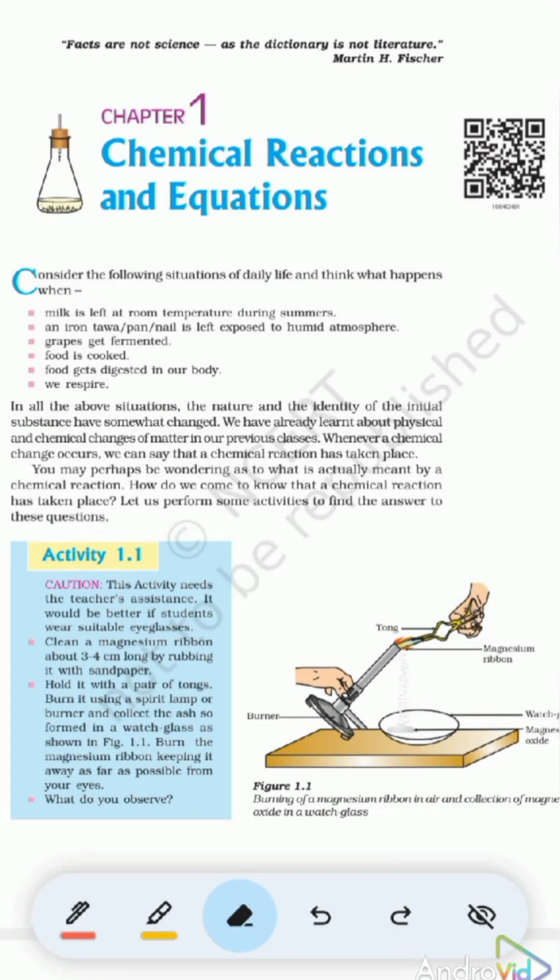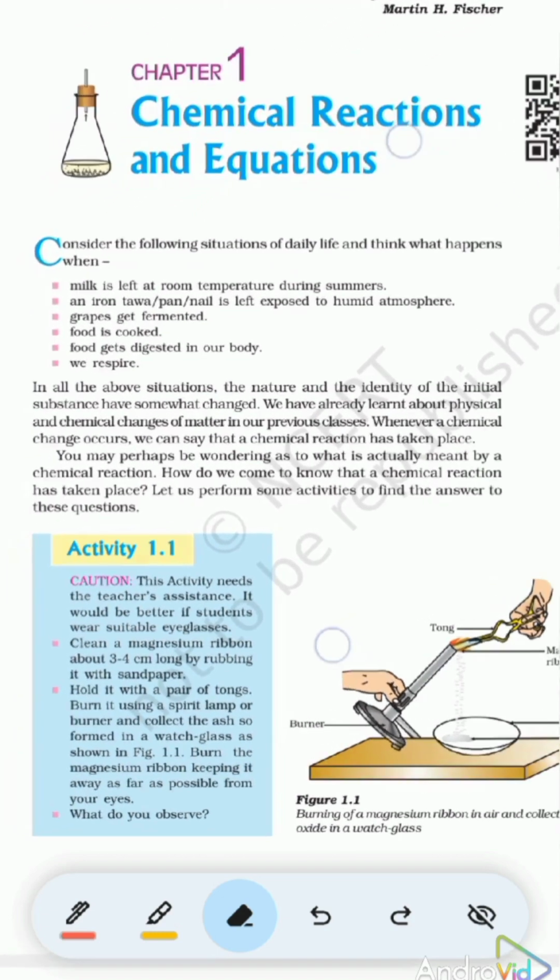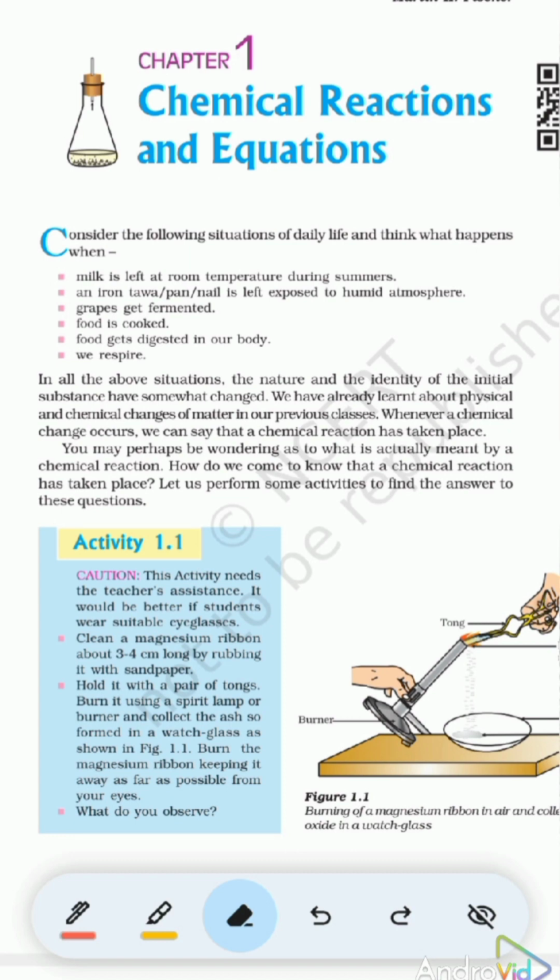Good evening, students. Today I am going to teach you Class 10 NCERT Science, Chapter 1: Chemical Reactions and Equations. Consider the following situations of daily life and think about what happens when milk is left at room temperature during summers. An iron tawa, pan or nail is left exposed to the atmosphere.